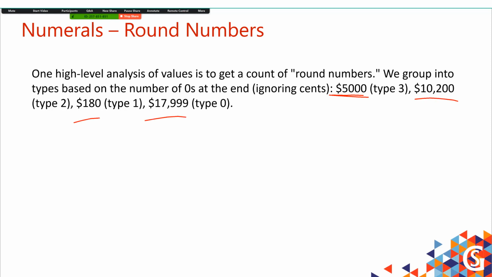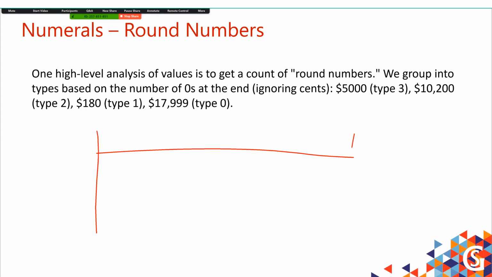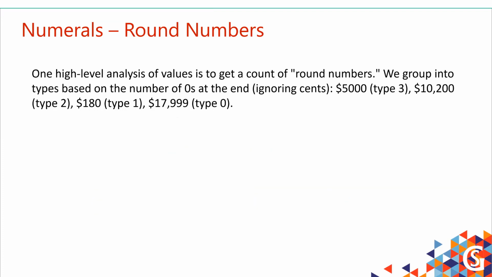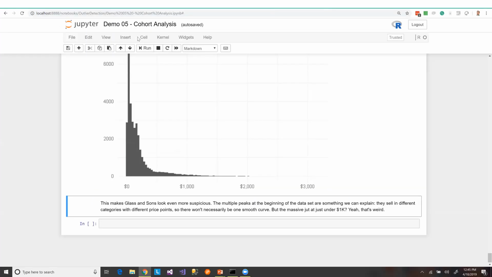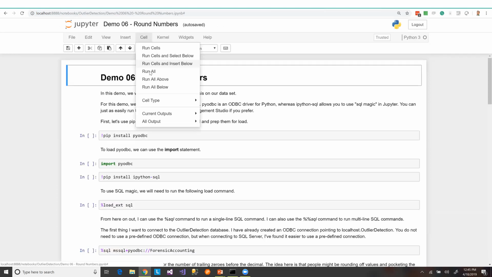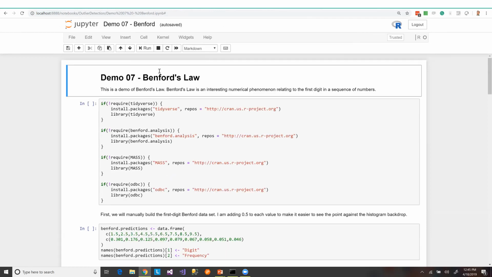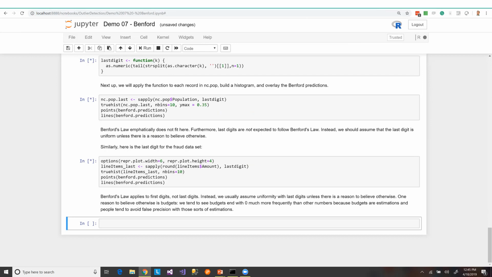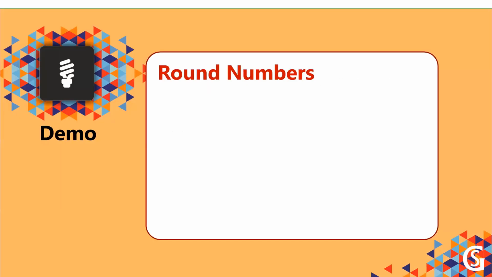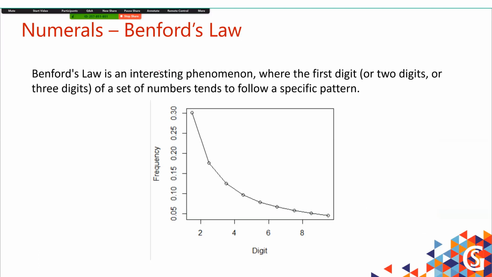What you normally expect is that the last digit of a sequence of numbers is typically going to be a uniform distribution, where everything has about the same probability of being a value. And instead of running through the demo, because I know that time is a bit short, I am just going to run all the cells here and show you at the end that our data follows a fairly uniform distribution with the last digit.